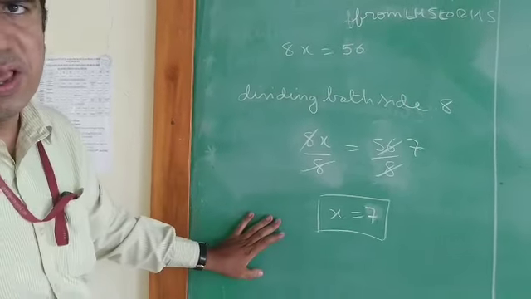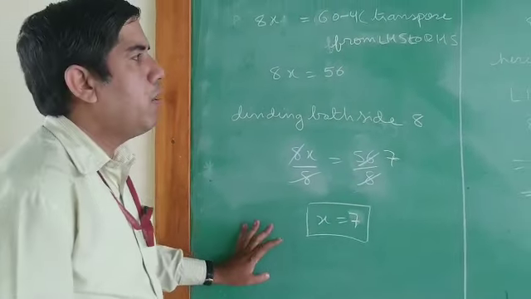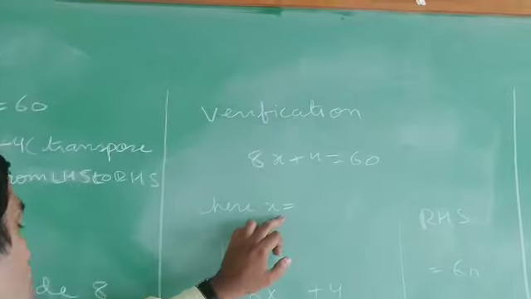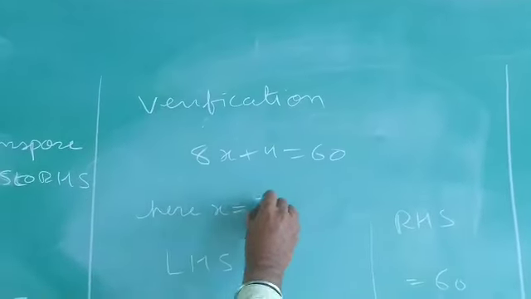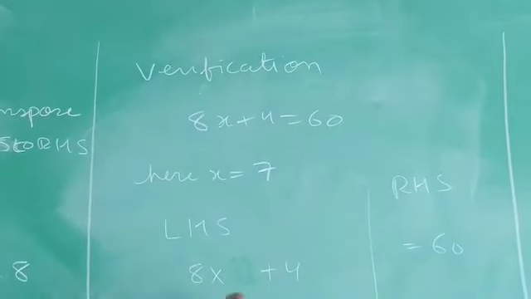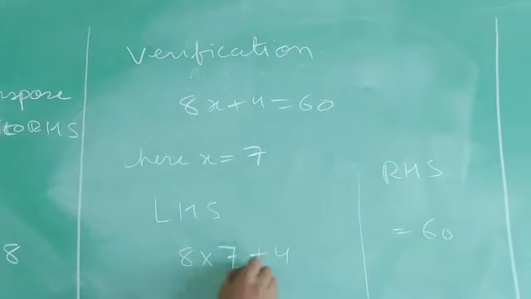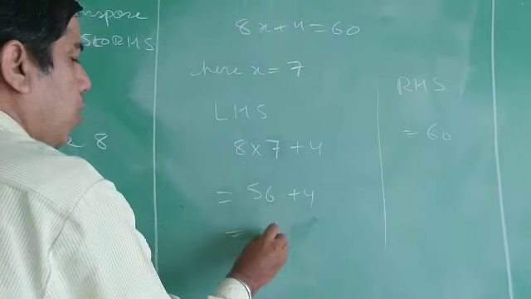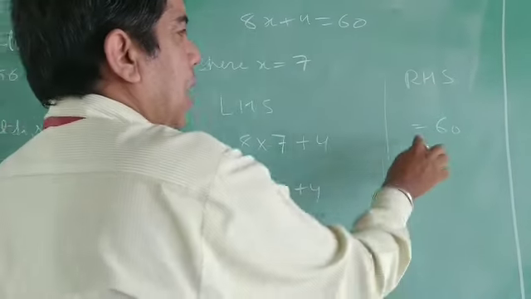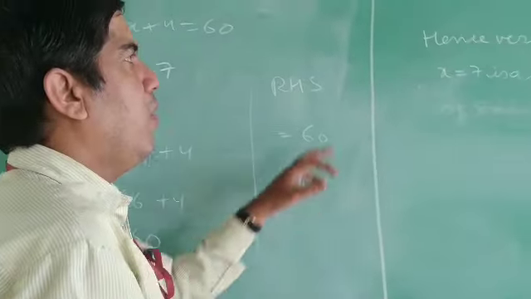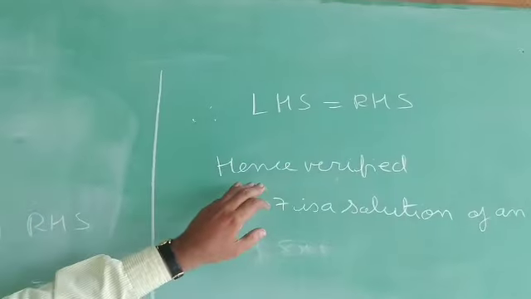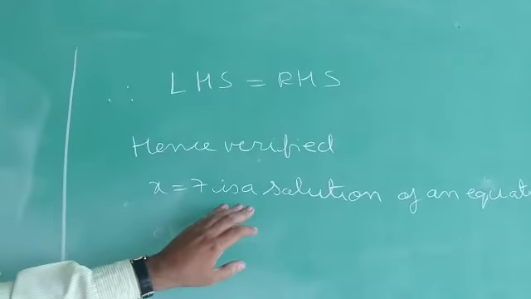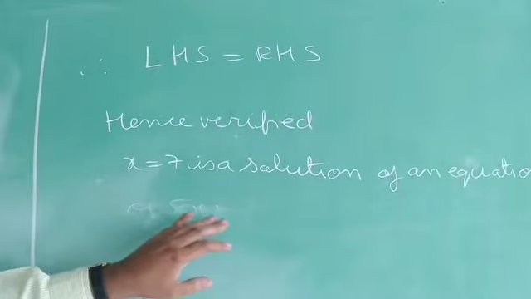Now I have to verify. Here x equals how much? We got the answer 7. I am keeping the value here. So 8 into 7 plus 4 is the LHS, and it comes 56 plus 4, which is 60, and here the RHS is already 60. Therefore LHS equals RHS. Hence verified. Therefore x equals 7 is a solution of the equation.